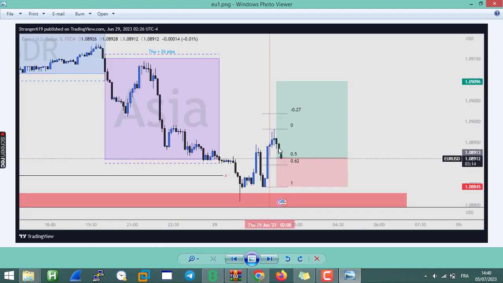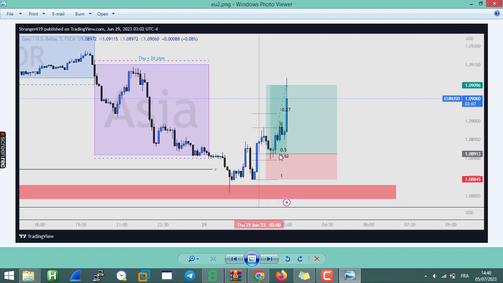So this gave me a confluence. I didn't need to look at the higher time frame on EURUSD. I just looked at the higher time frame on the Dixie and then traded this move right here. So this was our lesson for today.